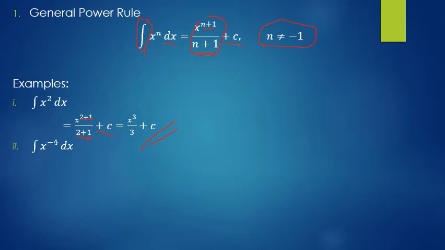Let's have another example. Let's say we have x to the negative 4 dx. So again, we need to add 1, so that will be negative 4 plus 1 all over negative 4 plus 1, then plus c. And of course, negative 4 plus 1, that is negative 3. So our final answer is x to the negative 3 all over negative 3 plus c. So never forget about the plus c.